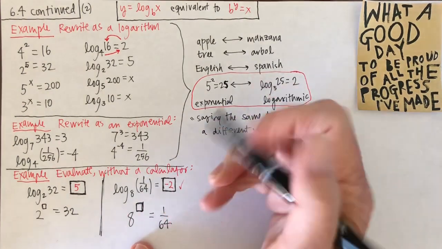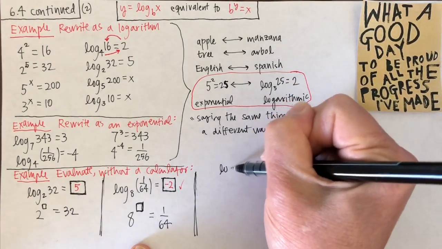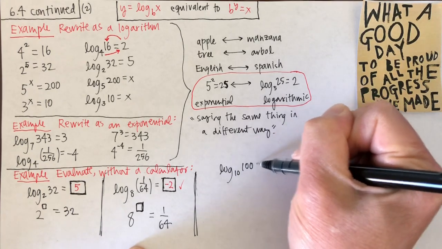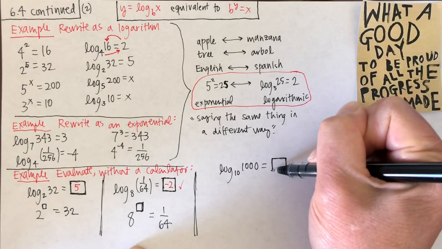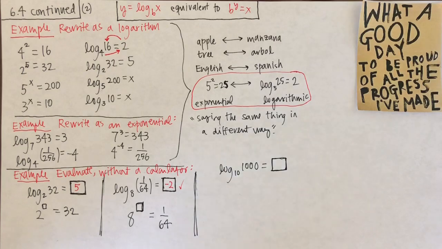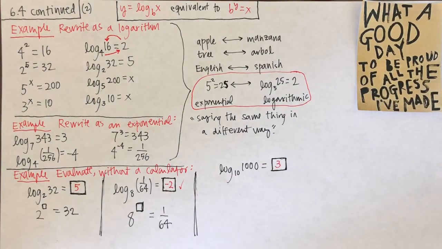Let's try a few more. How about log to the base 10 of 1,000? So what number can I put as an exponent on 10 to get 1,000? 10 to some power equals 1,000. Well, 10 squared is 100. 10 to the third is 1,000. So this logarithm equals 3.